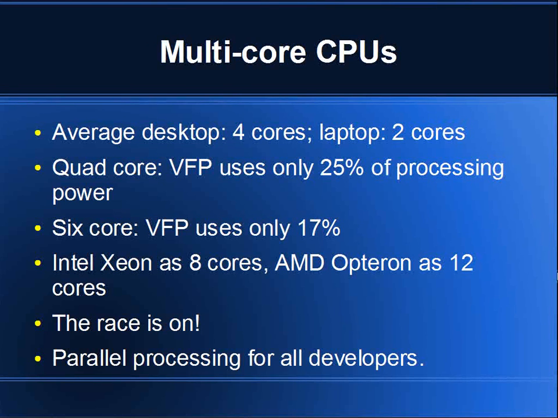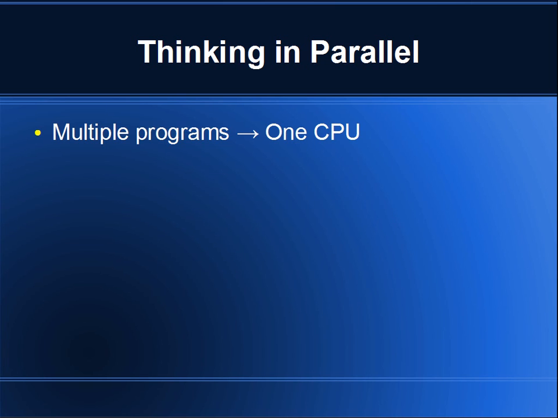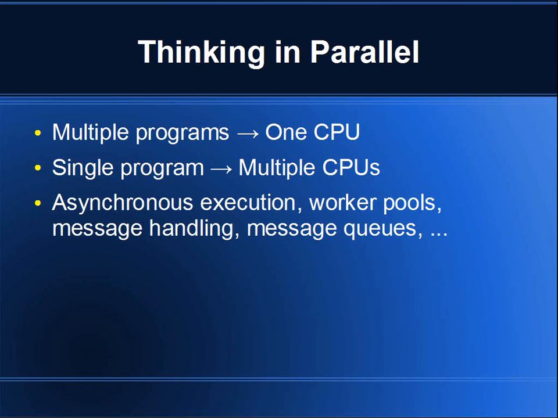This also means a change in mentality. You need to start thinking in parallel. In the past, technology was primarily used to run multiple programs on a single processor. Now we need to take a single program, divide it up so that it can run on multiple processors. And once you dive into that, it doesn't take long to realize that run/n just doesn't cut it. Asynchronous execution, worker pools, message handling, message queues, the list goes on. There's just a lot more to it than meets the eye.